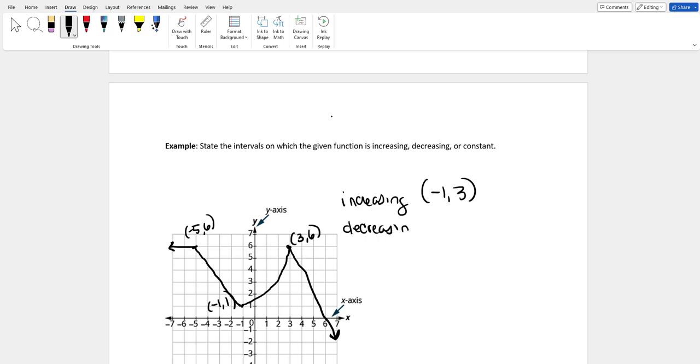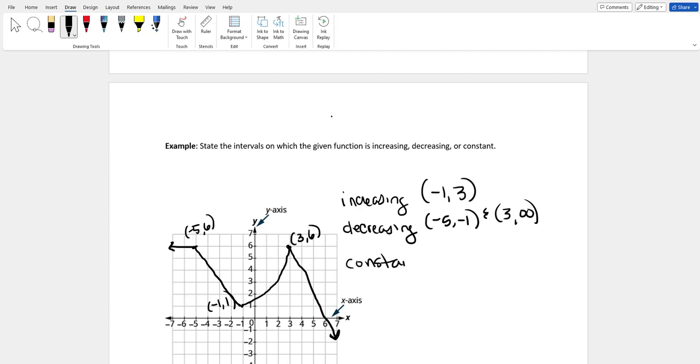Let's see where the graph is decreasing. So it looks like it goes down from negative 5, 6 to negative 1, 1. We're going to write that in terms of x values. And then there's another decrease. It looks like it's going from 3 all the way out into infinity. So it's going to go from 3 to infinity.